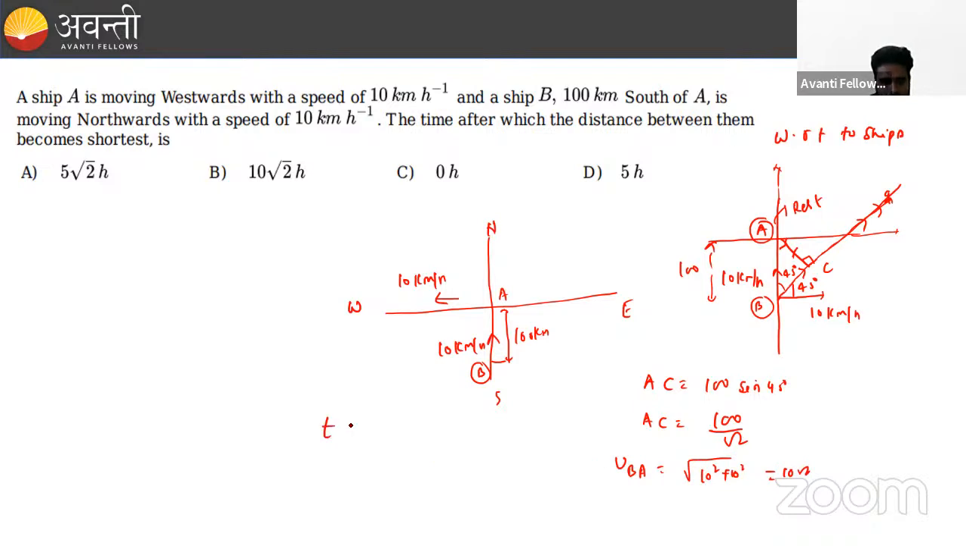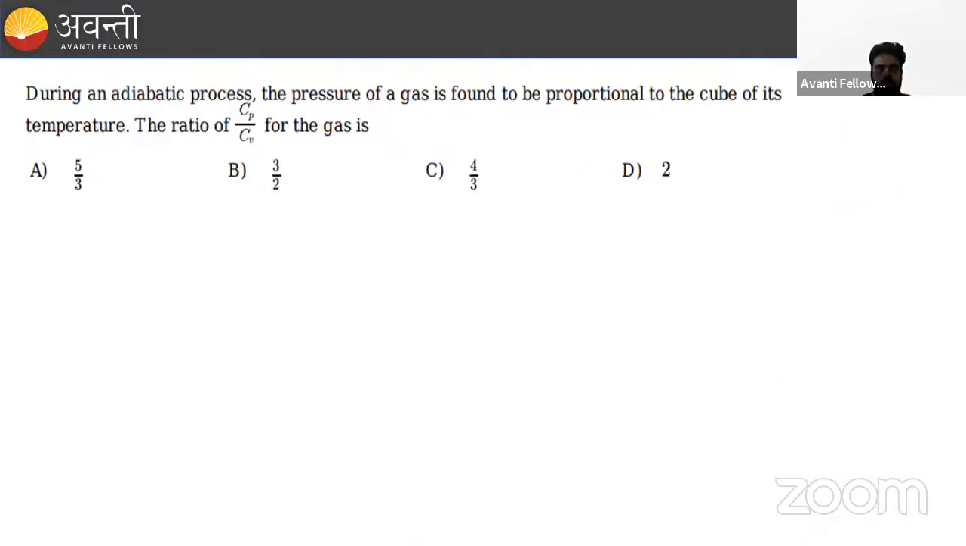So what is the time? The time is AC upon V_BA, which is 100 upon root 2 divided by 10 root 2. After solving this, it will become 5 hours. Option D is the right one.